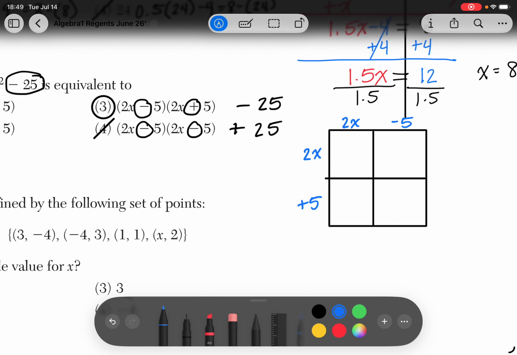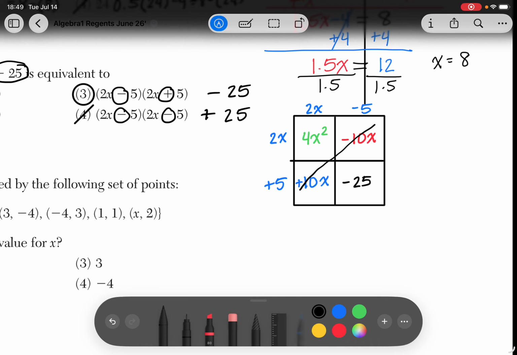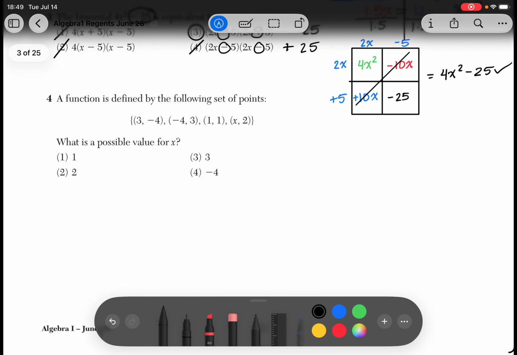So 2x times 2x to get that first box is going to give us 4x squared. And then our second box, to the right of that, is 2x times negative 5, which would be negative 10x. The box below that would be 2x times 5, which would be positive 10x. And then our last box is 5 times negative 5, which will get us negative 25. We know that 10x and negative 10x are going to cancel out, so we're just left with 4x squared minus 25, which matches our expression that we want it to be equivalent to. So answer choice 3 would be our correct answer.